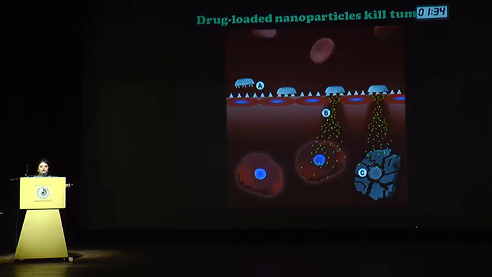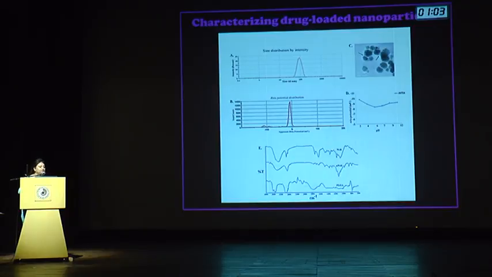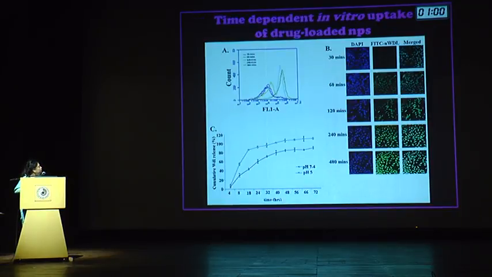That is where we switched gears, and we synthesized polymeric nanoparticles using PLGA, which had efficient biodegradability, enhanced biocompatibility, and low antigenicity. We used a drug called vetiverolactone, a known anti-cancer drug, and wanted to see whether it would perform better once encapsulated. These were some of the characterizations. We found that this drug was taken up by the cells very efficiently, within about 2 hours, and was very effective at pH 5, which is usually the pH inside the gut.